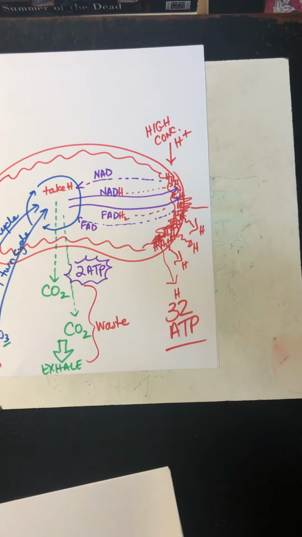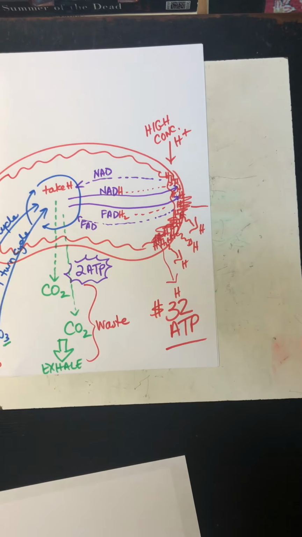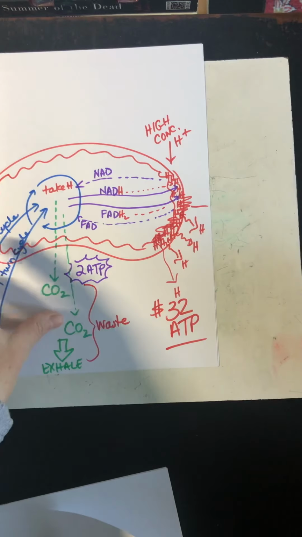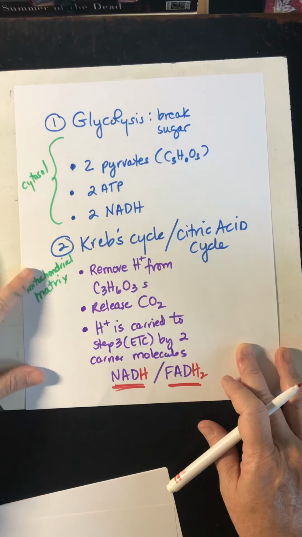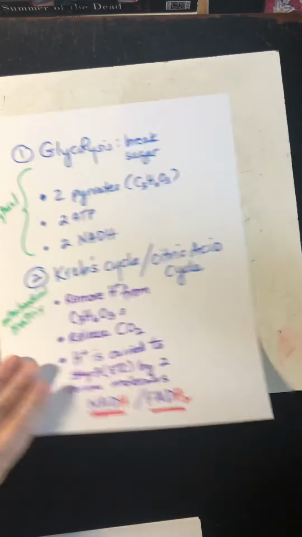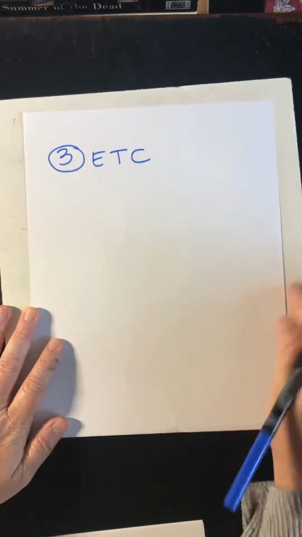So 32 is a lot. So this is where we get our most money, our biggest return on our investment. Okay, so we got step 1, glycolysis, step 2, Krebs cycle, and now we have the most important one, which is step 3, and that is your electron transport chain, okay?